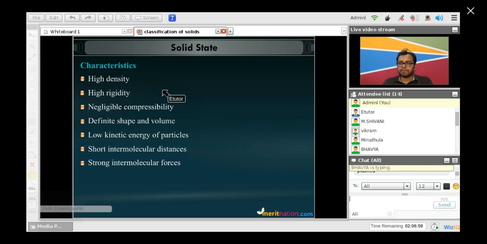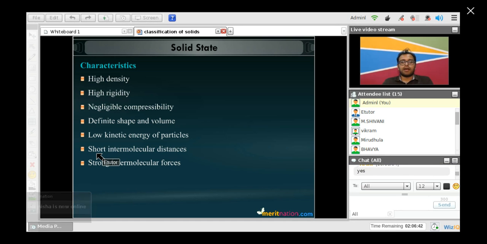Is it clear? Plasma and Bose-Einstein condensate are non-classical states of matter. Now, in this chapter, we discuss the solid state only. Okay, fine.